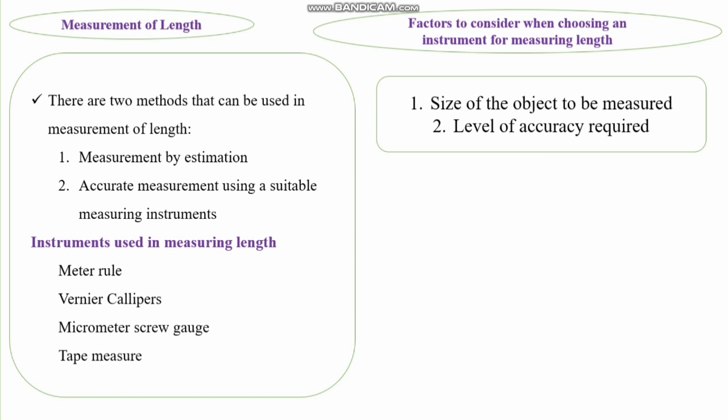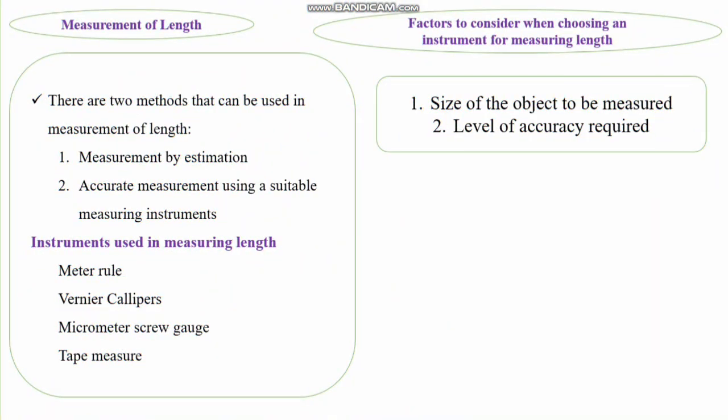However, if the object is small, for example a piece of thread, we cannot use a meter rule to measure it, but we can use a vernier calipers or a micrometer screw gauge. Importantly, we can use the micrometer screw gauge to measure the diameter of the thread, and this will give us accurate results.